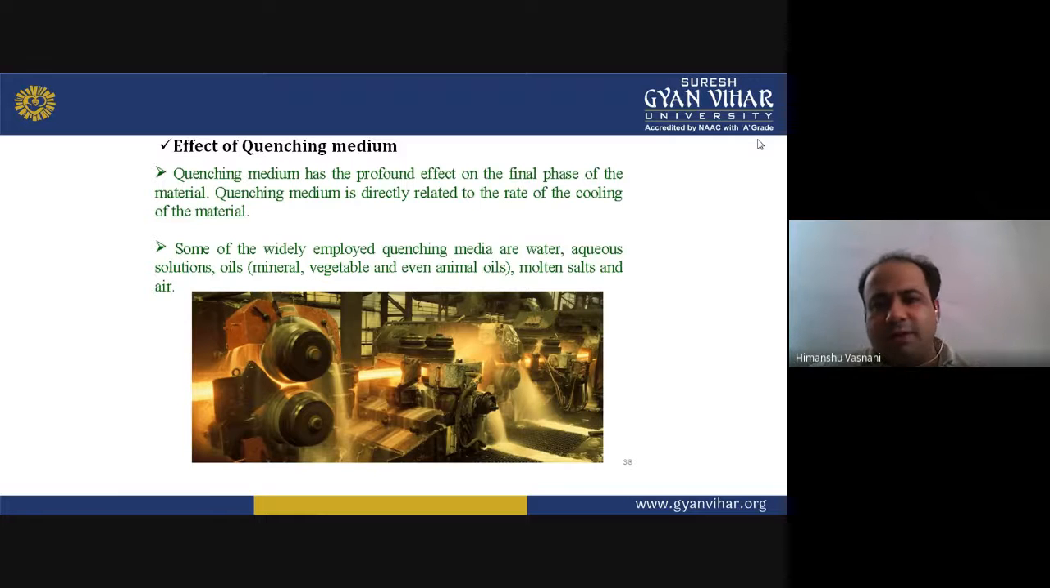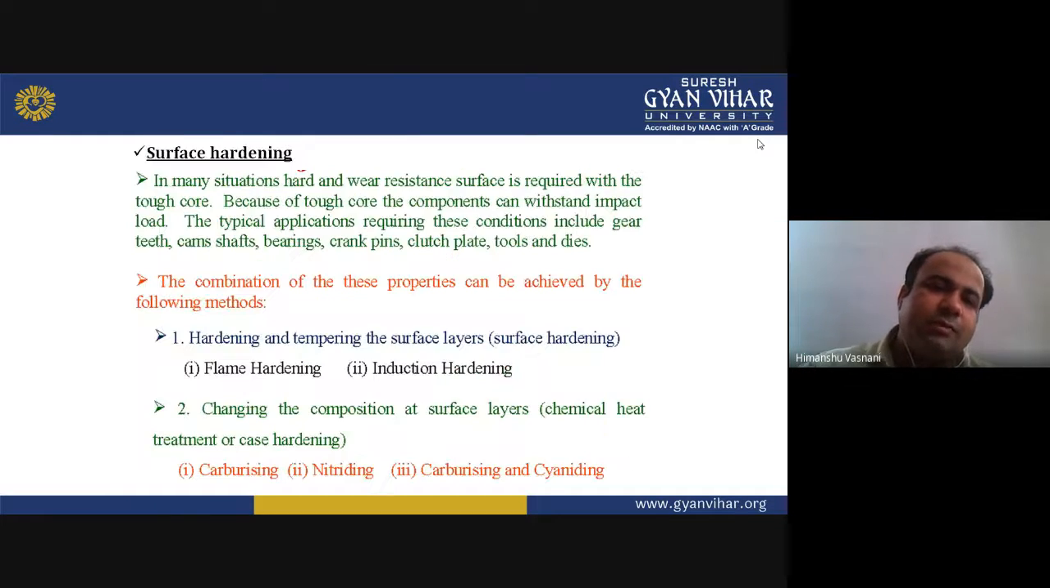The quenching medium has a profound effect on the final phase of the material. The quenching medium is directly related to the rate of cooling of the material. The widely used quenching media are water or aqueous solutions, or oils. Oils may be mineral, vegetable, or even animal oils, as well as molten salts and air. These are some quenching media.